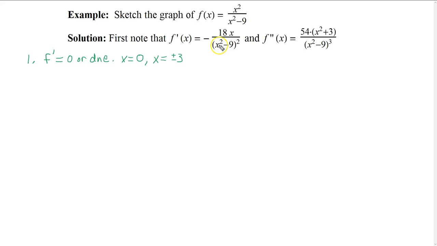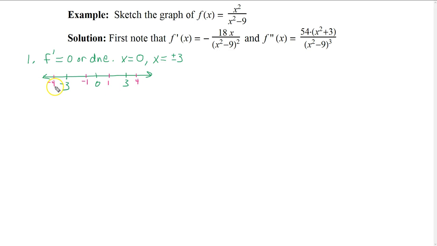Notice if we put 3 in for x, we get 0, and -3, we get 0 in the denominator as well. So now we have to find where the derivative is positive and negative, so we'll use our sign pattern technique. And we'll pick some test values like 1, -1, 4, and -4.